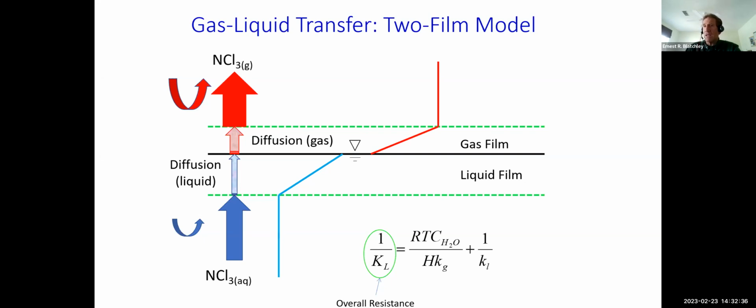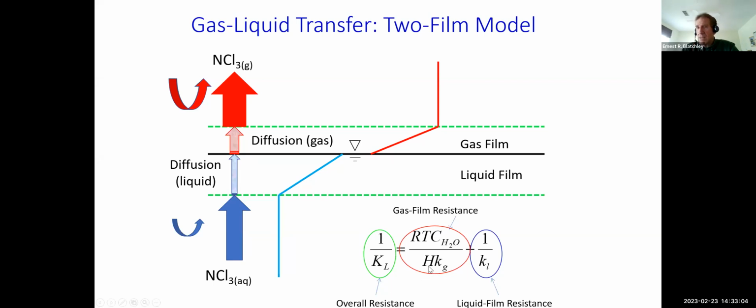The larger that value is, the lower the resistance is, and the faster the transfer will take place. We can represent that overall resistance then as the sum of two resistances, the resistance that's offered by the liquid film and the resistance that's offered by the gas film. But you'll notice in this gas film resistance term that I'm pointing to, this capital H in the denominator. That is the Henry's law constant that I talked about before.